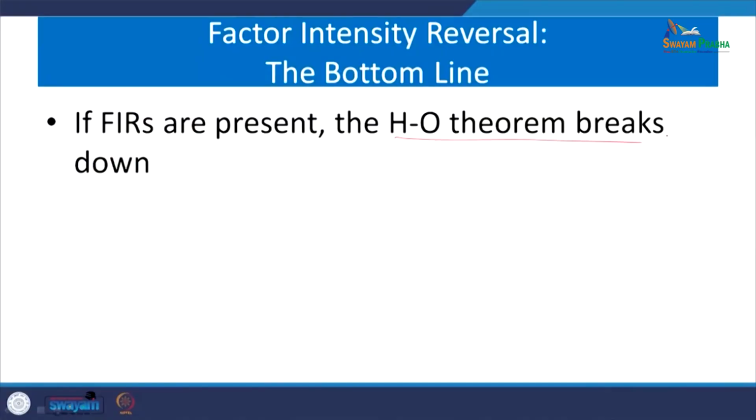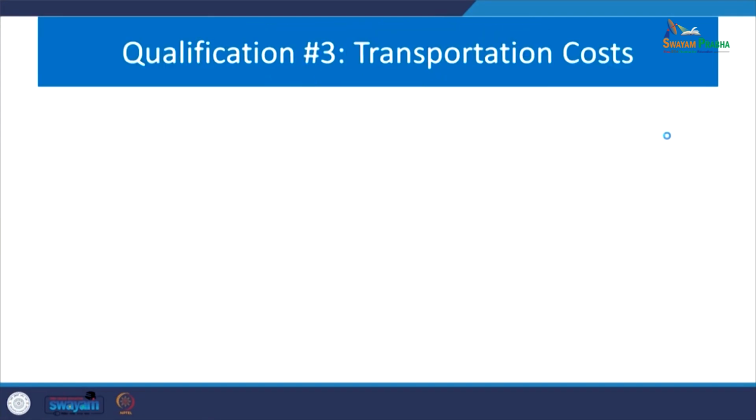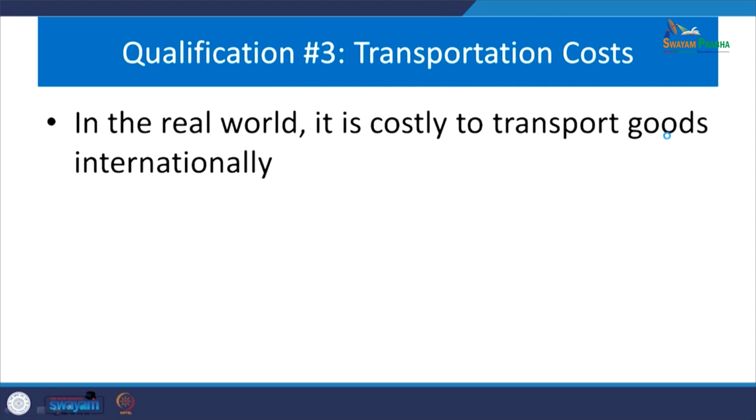Therefore, the Heckscher-Ohlin theory does not work when factor intensity reversals (FIR) are present. And what is the bottom line then? If FIR are present, the HO theorem breaks down, and if FIR are common, we had better find another theory which will complete the HO model. In our next week, we will be discussing in detail many aspects of other problems as an advanced version of HO theory, by including many other factors.